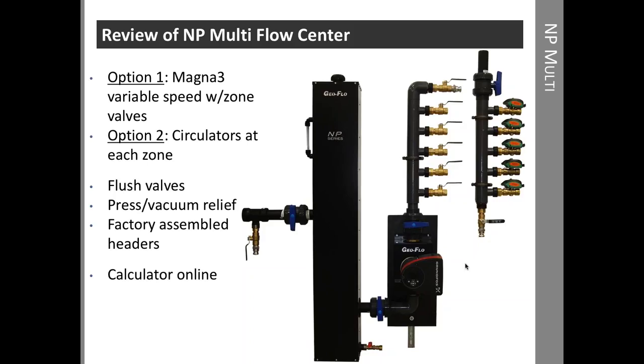The variable speed is much more efficient, but it depends on the application and, if it's an existing application, what type of heat pump, and so forth. So in some cases, circulators might be a better option. In most cases, the variable speed Magna 3 is a more cost-effective option just from an operating cost standpoint.